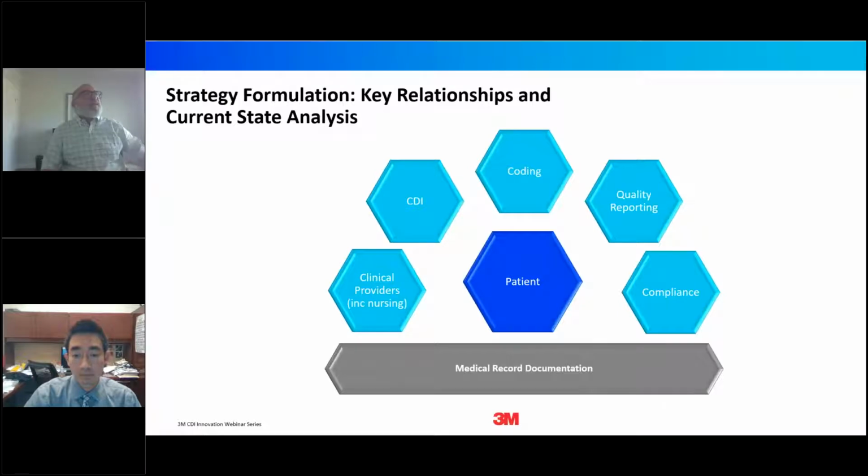Our CDI teams have coding knowledge, but they really are looking at the documentation and making sure that we have the documentation to capture these codes, as well as writing the queries when we don't, and making sure that we're providing education to the providers around the accuracy of the documentation and why we need certain things documented. And all of our work is done around making sure that all of our publicly reported data is accurate.